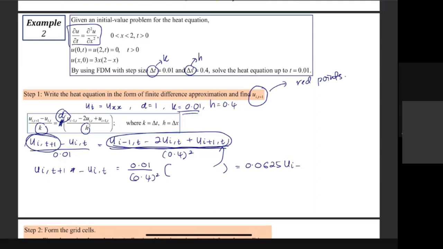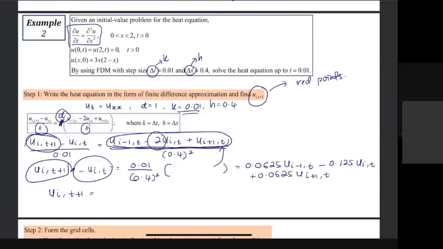U i minus 1 t, okay, multiply by 2. You will get minus 0.125 u i t plus 0.0625 u i plus 1 t. So u i t plus 1 equal to, and then this u i t you bring to the right side. And then you plus here, plus u i plus 1.